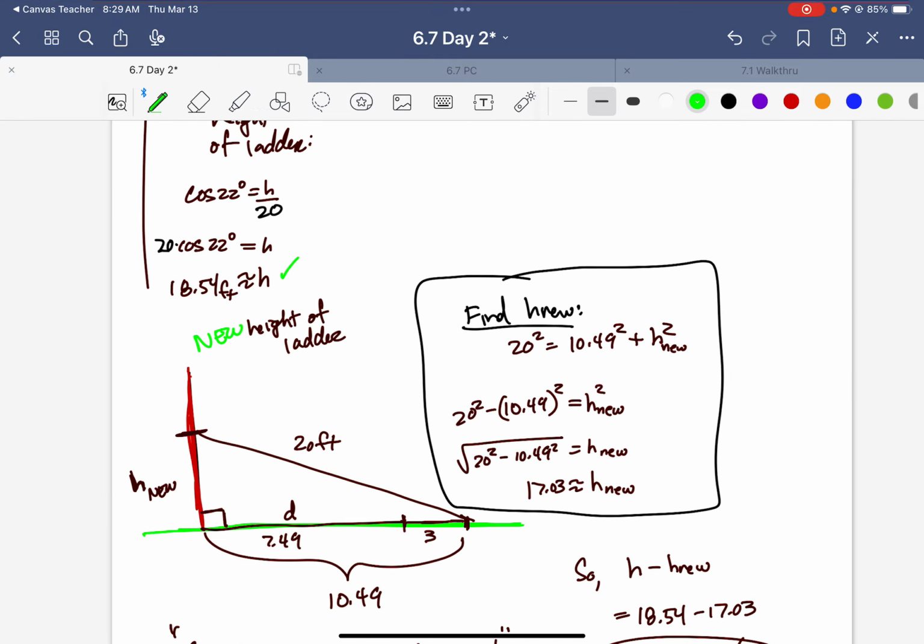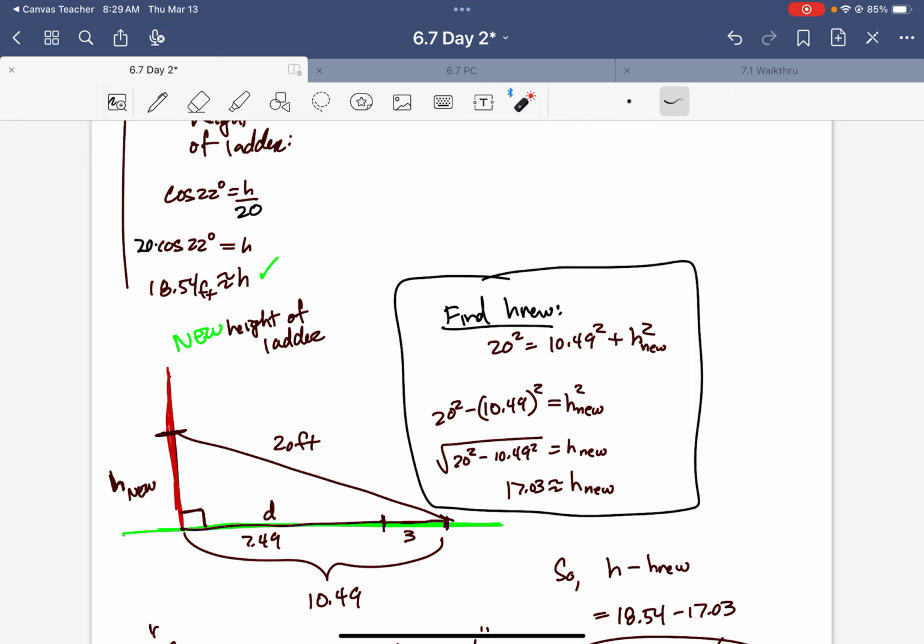And so the new height of the ladder, here, this h new, this is what happens, that the ladder was here and then it slid down the wall, and now the ladder is here. The bottom has kicked out 3 feet further. So if this was 7.49 approximately, and it kicked out an additional 3 feet, well, now the distance from the base of the wall to the end of the ladder is 10.49.